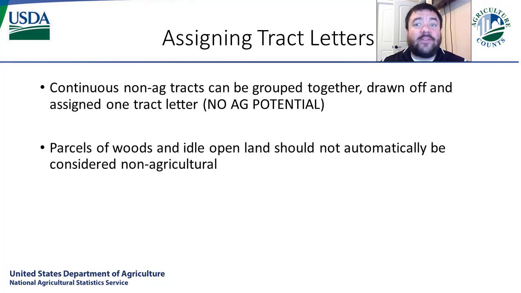As discussed previously, a separate tract letter must be assigned to each unique ag tract. However, similar non-ag tracts that are continuous can be grouped together. For example, a single tract letter can be used to record groups of houses or apartments in residential areas. Parcels of woods and idle open land should not automatically be considered non-agricultural, and the lack of ag activity should be verified with the landowner. Just because there is no ag activity currently doesn't necessarily mean there won't be any in the next year.